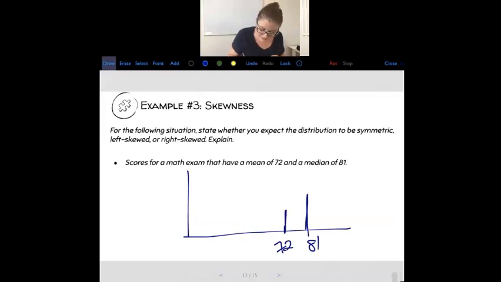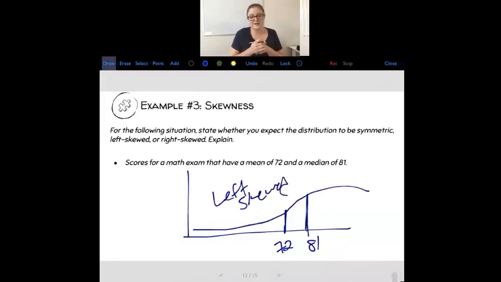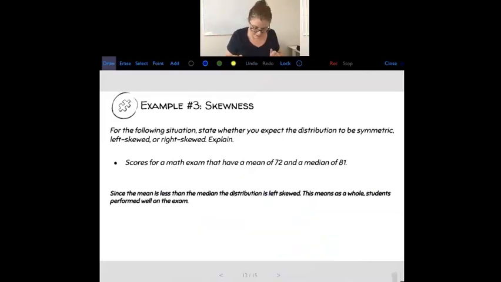If our mean is less than our median, that means this is going to be left skewed. Okay? I typically remember it as the outliers are closer to the mean because the outliers are pulling it. So our outliers would be here, which means that the data values are more spread out. Okay, so looking at this graph as well, we can also interpret it to mean that the majority of students did pretty well. Yes, as a whole, students performed well on the exam.